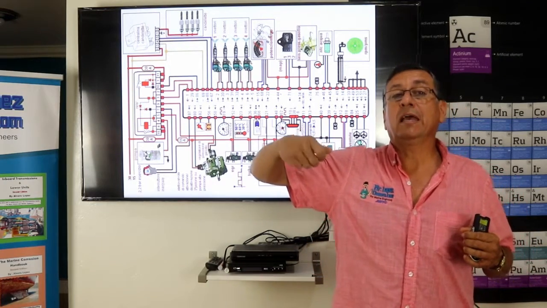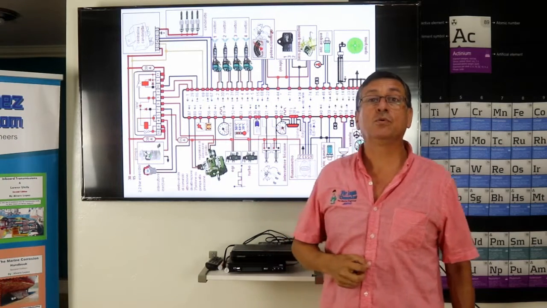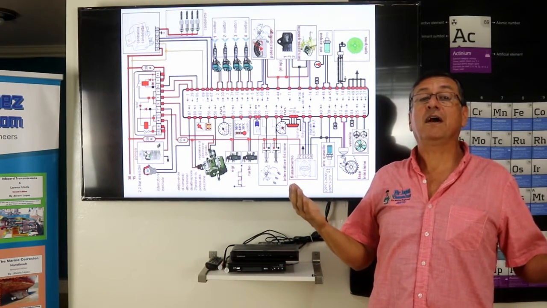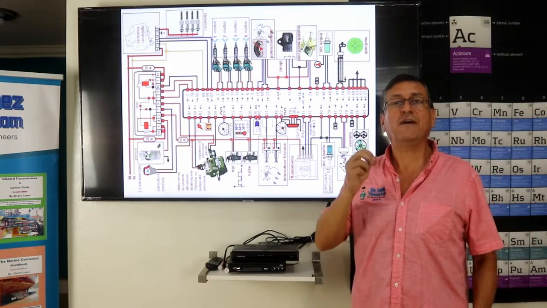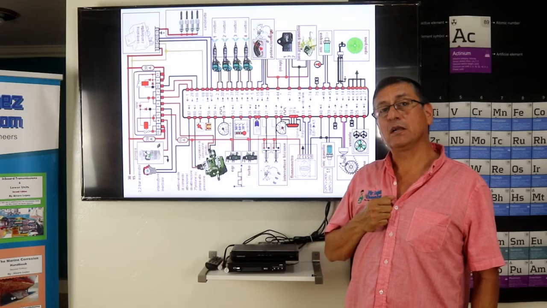When I open the ignition switch, if I have in pin number 2 between 4.5 volts and 5 volts... Oh, I have 4.7. Okay, I have voltage coming out from the computer.